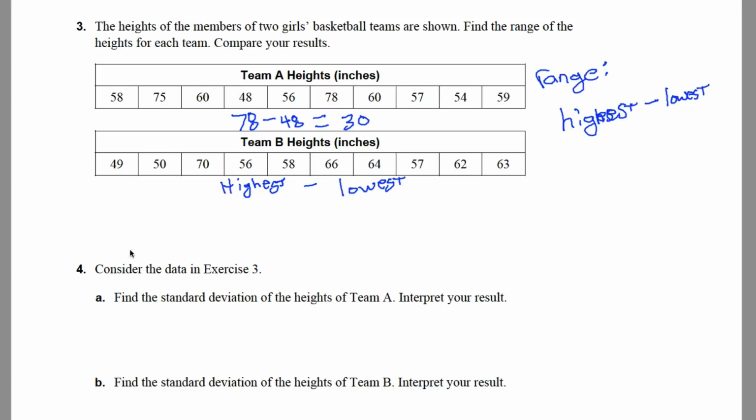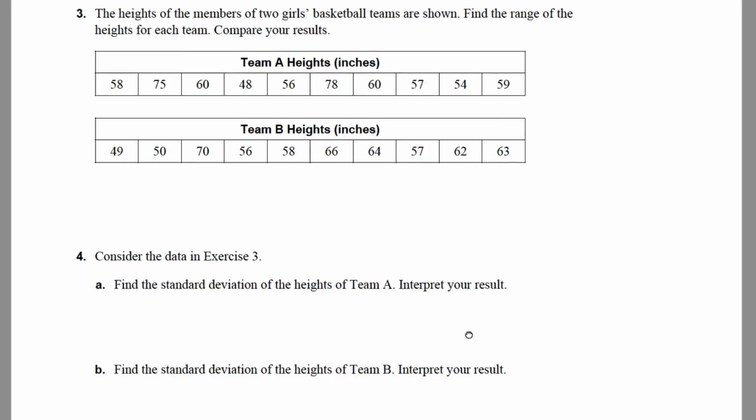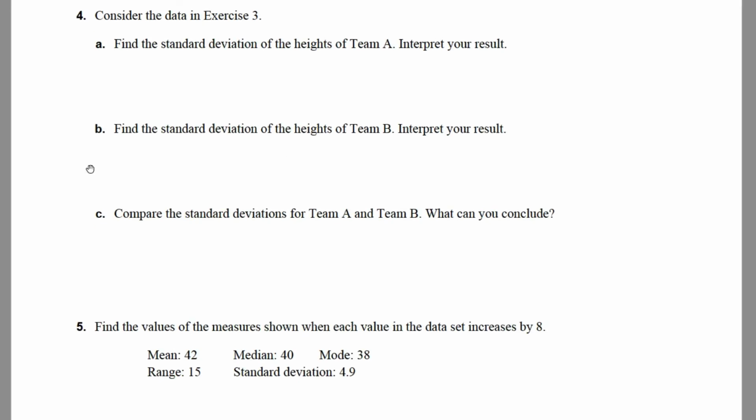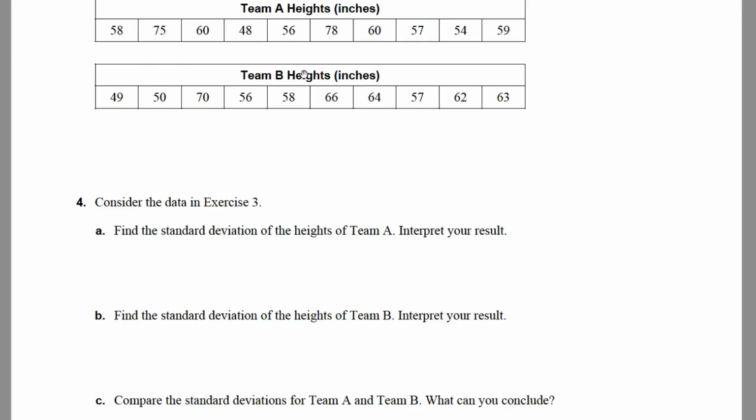Compare your results right here. Tell me why. Compare using words. Something like the range in Team A is greater, meaning they have a higher variety of heights or something like that. Okay, just compare it and tell me what you think that means. Number 4, consider the data in exercise 3. Okay, so that's the basketball heights.